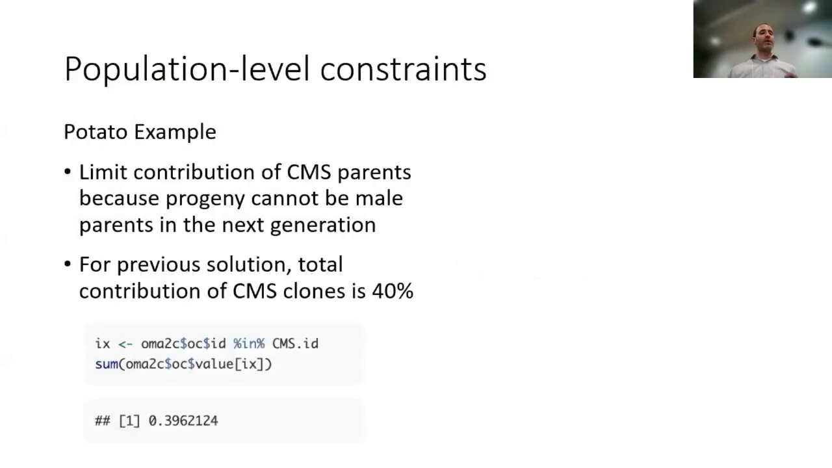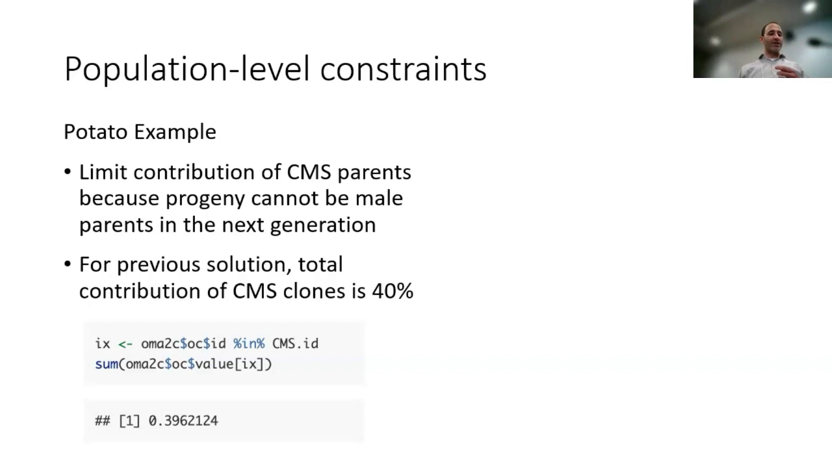And here's another example. Even though I've ensured every cross has at least one parent that is not CMS, that has to be the male parent. If all of my matings have a female CMS parent, then the entire next generation will be CMS, right? If all the females have that cytoplasm, then I'll have no males in the next generation, and I'm retired at that point. So that doesn't work either. So I have to furthermore constrain the total contribution of CMS individuals to the next generation. And you can do that quite easily.